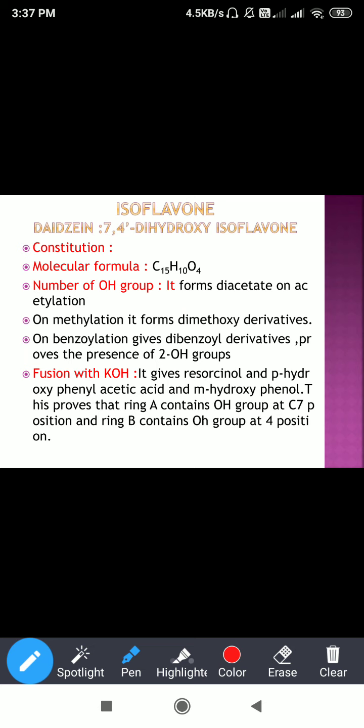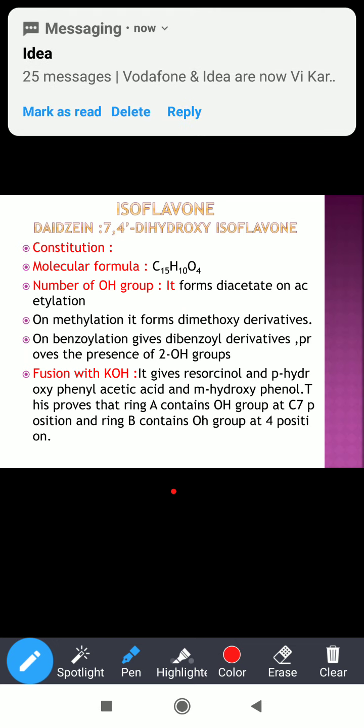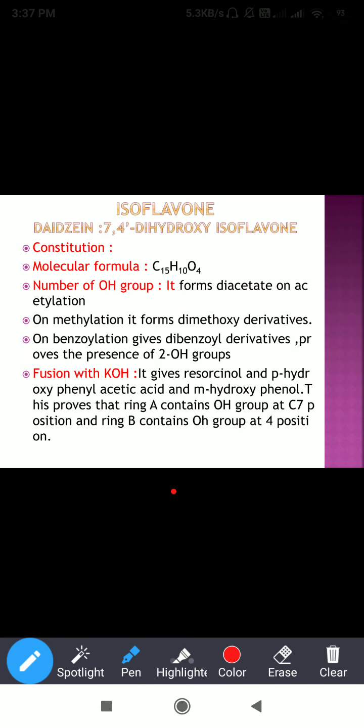Now let's see the position. On fusion with KOH, it gives resorcinol, para-hydroxyphenyl acetic acid and meta-hydroxyphenol. The formation of resorcinol, para-hydroxyphenyl acetic acid and meta-hydroxyphenol confirms that the hydroxyl groups are present at position 7 in ring A and at position 4' in ring B.